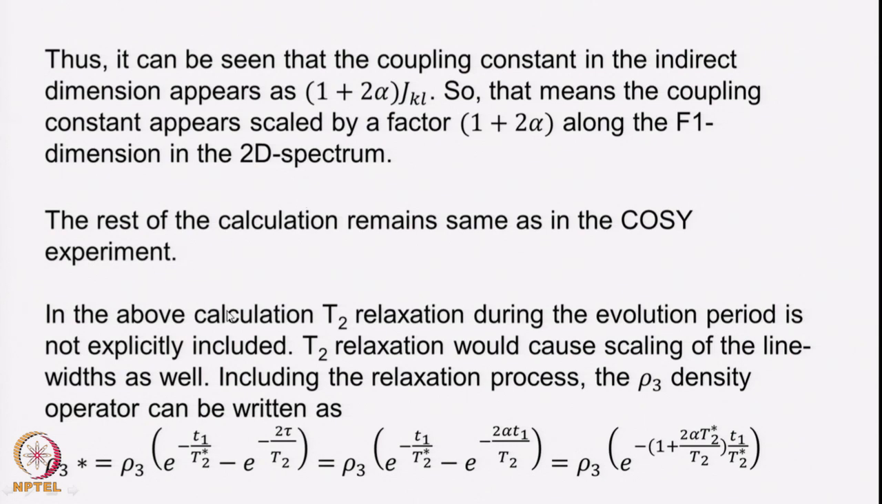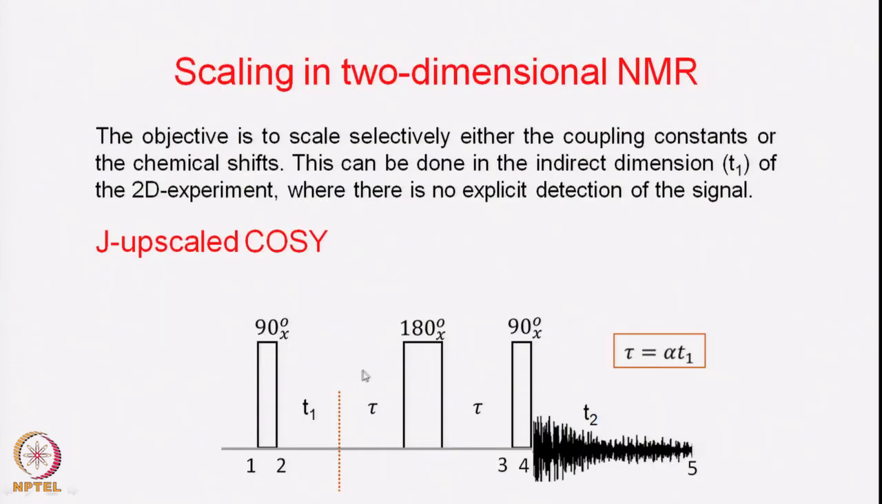Now, in this calculation we actually have not considered the relaxation that happens during the evolution period. We did not consider that in the previous cases as well. But here it is more important to consider that, because there is a spin echo sequence in the evolution period. So, what happens during this period? If you look at this sequence here, during the spin echo, if you recall the previous discussions, the field inhomogeneity effects will also be refocused. The chemical shift refocusing means the field inhomogeneity will be refocused as well.